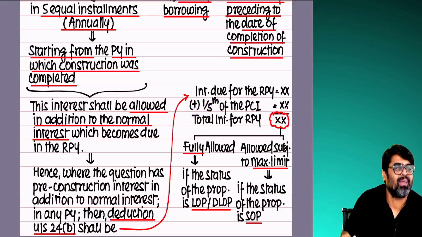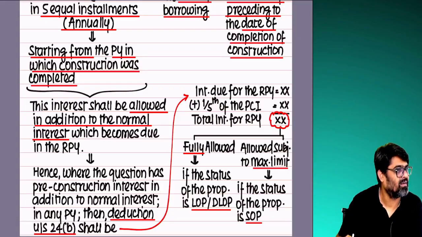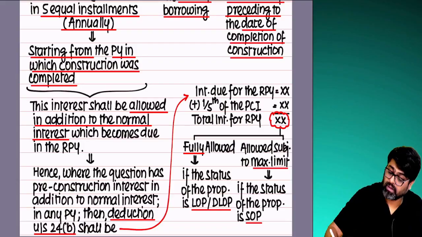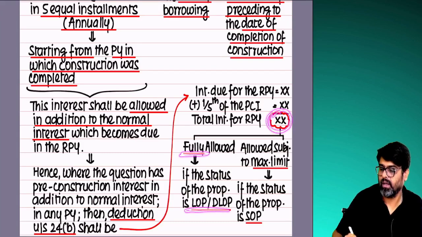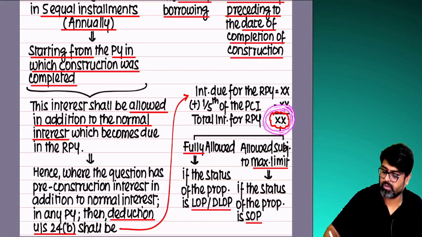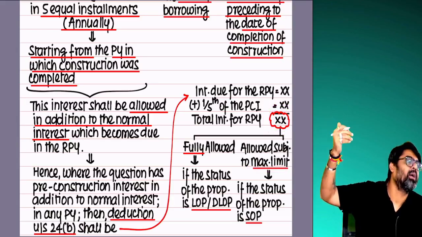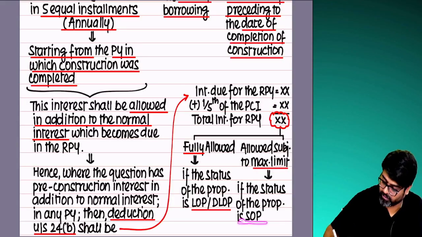Yes or no? We have already done that. No? Now it is in the theory. With amounts we have done this thing. Yes or no? Now this total interest will be allowed fully if the property is LOP or DLOP. This total interest will be allowed subject to a maximum limit of 2 lakhs or 30,000 as the case may be if the property is SOP.